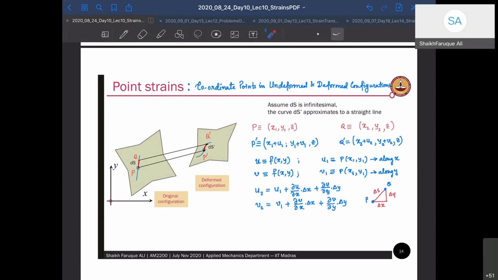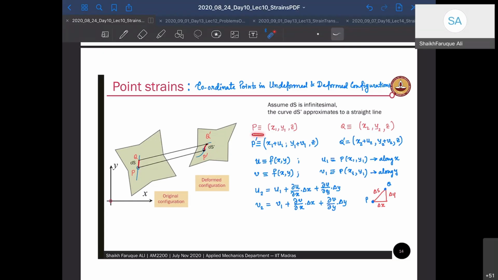Now we consider 2 points in the original undeformed case, points P and Q, which are ds distance apart. Remember that they are ds distance apart, not x, ds. Now, when you deform them, and you join them with a line, P goes to P dash and Q goes to Q dash. They have their own new positions, P dash and Q dash. And the line between them need not necessarily be a straight line. It can be a curved line after deformation.